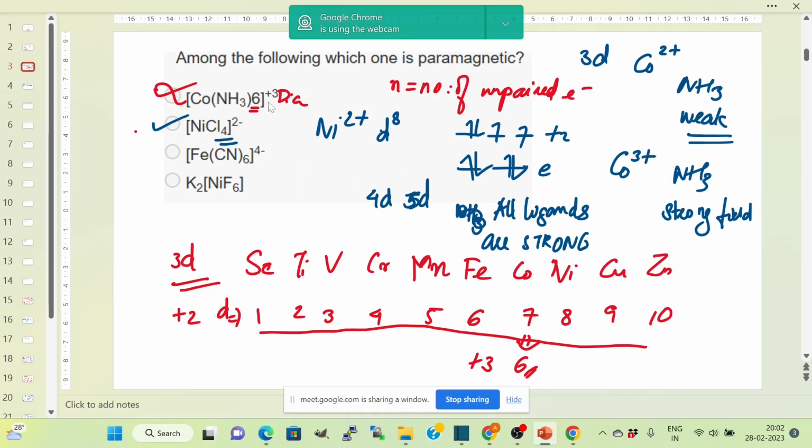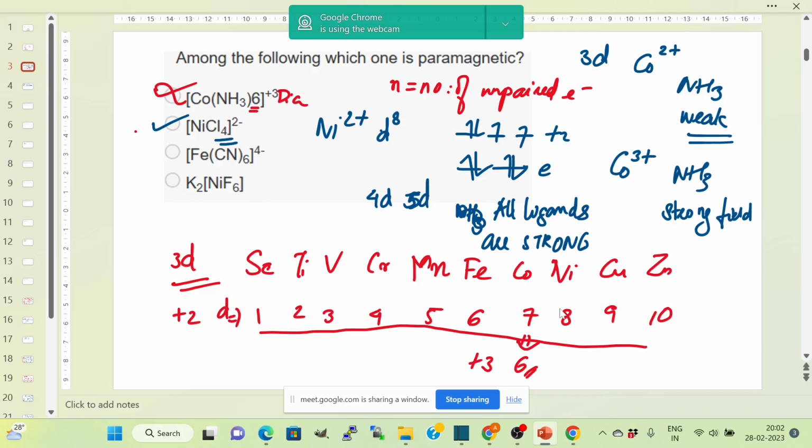You always have to look at the oxidation state. If it's a 4D or 5D metal, we can assume that all ligands are strong. They'll always go for pairing. But whenever it's a 3D metal, we will have to look at the oxidation state. If the 3D metal is in +2 state, then the normal spectrochemical series will follow. Ligands like NH3, which comes in the middle of the spectrochemical series, will be considered weak. But if it is like cobalt 3 plus, in a higher oxidation state, then NH3 will be a strong field ligand.